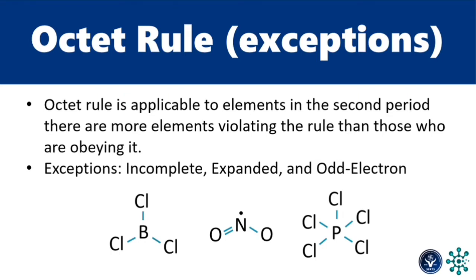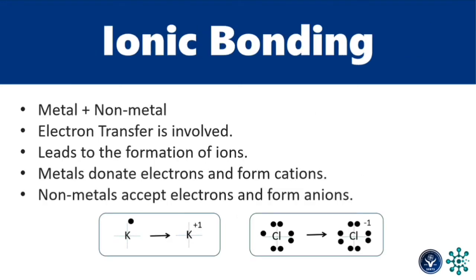Now let's proceed to the different types of bonding. Let's start with ionic bonding. This kind of bonding exists between metal and nonmetals. Here there is electron transfer. This kind of bonding leads to the formation of ions. Metals donate electrons to form cations, while nonmetals accept electrons to form anions.